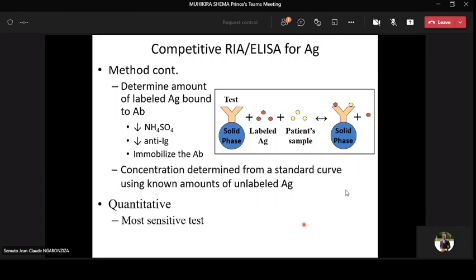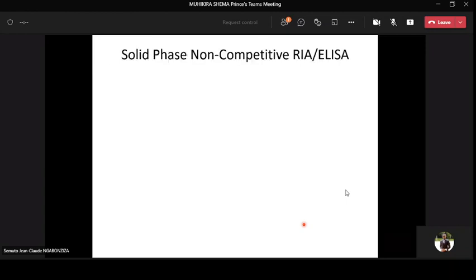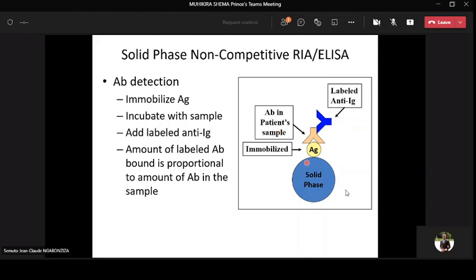You can also do non-competitive ELISA, where the aim is mostly to detect the antibodies in the patient sample by having a solid phase or immobilized antigen on the wall of the reactive, either on plates, wells.